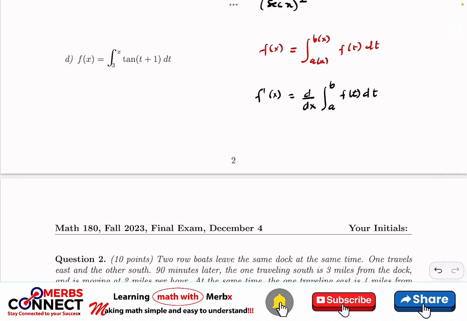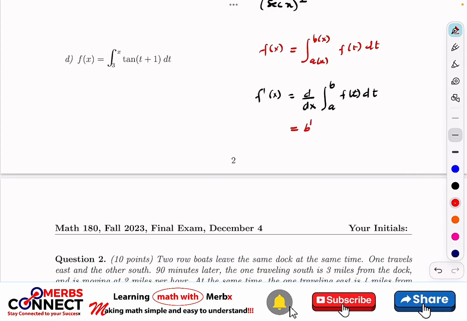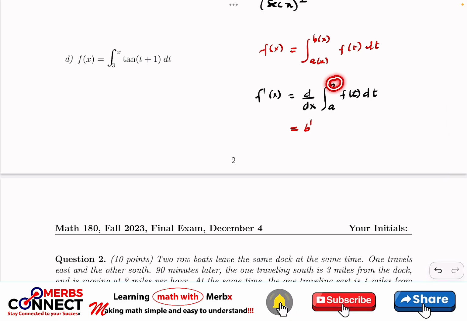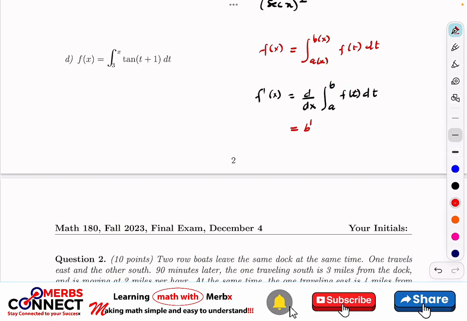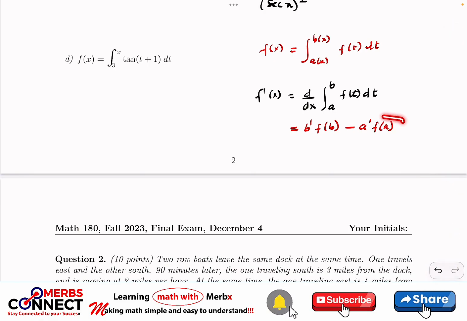That's basically what we want to do here. We want to find f prime. Now what is this equal to? It's very simple. This is equal to b prime: I pick the b here, I take the derivative, then I write the function, but I plug in the b for the t. So this is going to be b prime f of b minus, then I go to the lower limit, which is a prime, and I plug a inside the function. This is what we need to use anytime we find a function like this.